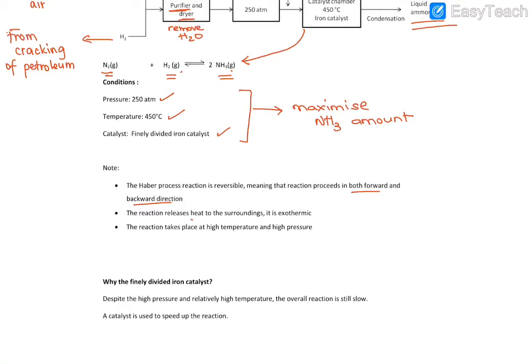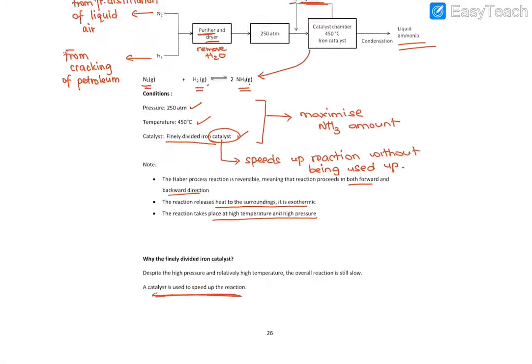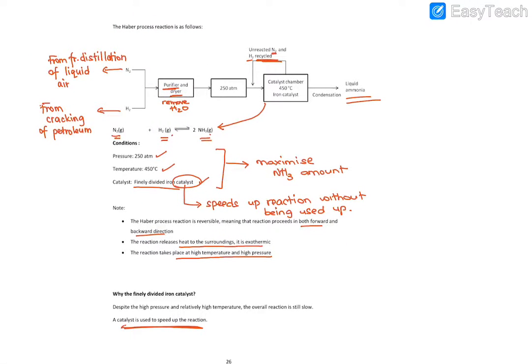It releases heat to the surroundings. It's exothermic. And it takes place at high temperature and high pressure. We use the finely divided iron catalyst to ensure that the reaction is speeded up. The catalyst is not going to be used up in the reaction. So this is the industrial process to make ammonia. This is called the Haber process. What you will need to know for IGCSE exams, you will need to remember the conditions: temperature, pressure, and catalyst. Very important. And you need to be able to write this chemical equation.